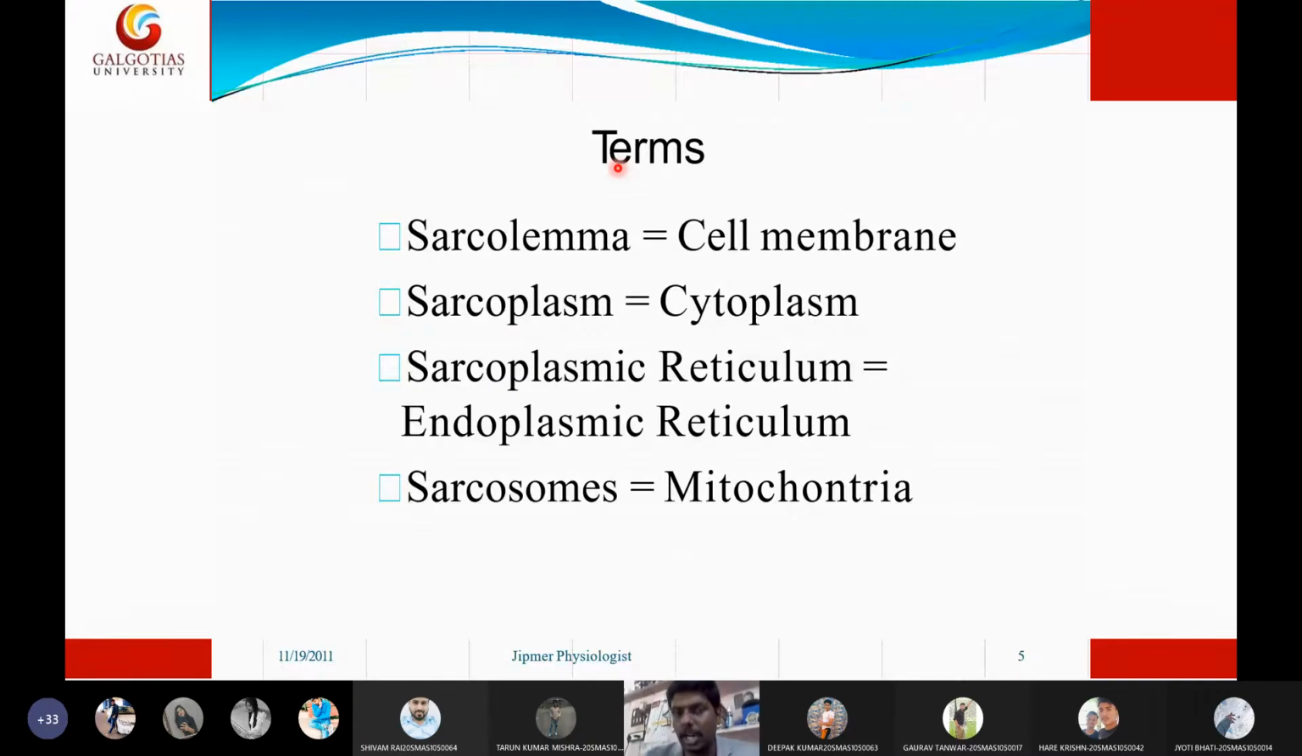The plasma membrane, the cell membrane of a muscle cell, the myocyte, is called the sarcolemma, and the cytoplasm that is present inside the myocyte is called sarcoplasm. Inside that sarcoplasm you have the sarcoplasmic reticulum, similar to the endoplasmic reticulum. It is in this reticulum that the actin and myosin filaments are present. And sarcomeres are extensively surrounded by mitochondria for the sole purpose of generating energy for the muscle.